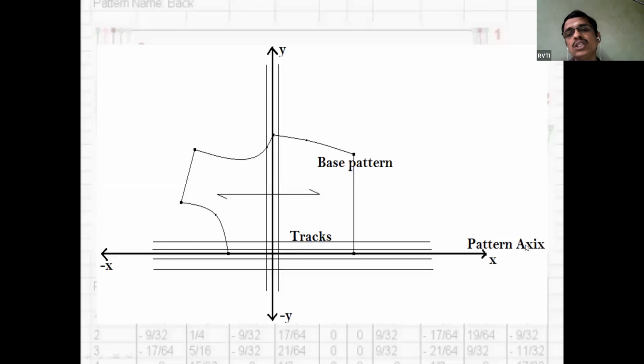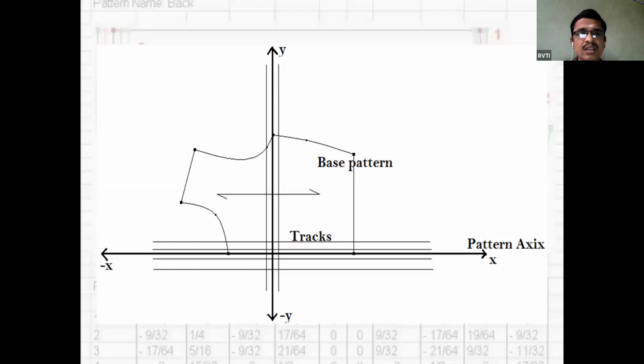I have to draw the X axis and Y axis, and this is the origin point, O. And here I have to draw tracks. Then I have to place the pattern and move the pattern on the tracks according to our increment. This method is called the track shift method.